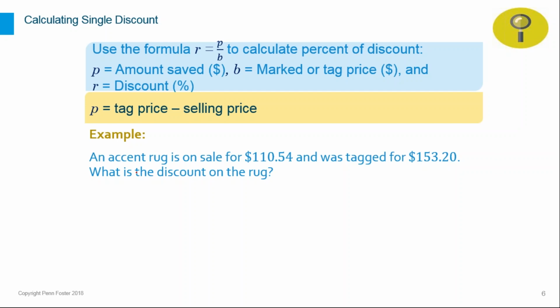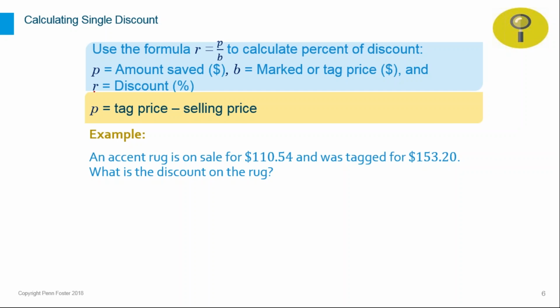The question says an accent rug is on sale for $110.54. The original price of that rug was $153.20. What is the discount on the rug? So in this question, you're trying to find the percent, or the R, the rate of the discount.